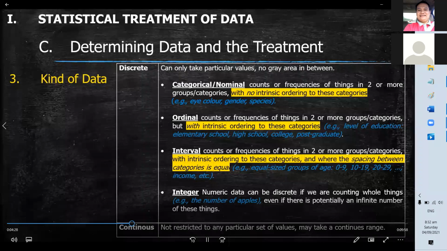An integer is a numeric data which can be discrete if we are counting whole things, for example, the number of apples, even if there is potentially an infinite number of these things. We also have the continuous data. These are not restricted to any particular set of values and may take a continuous range.